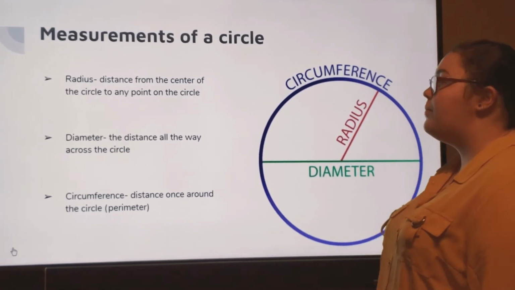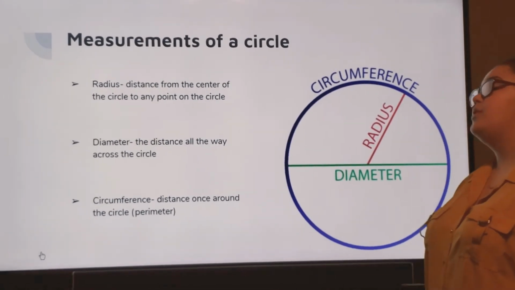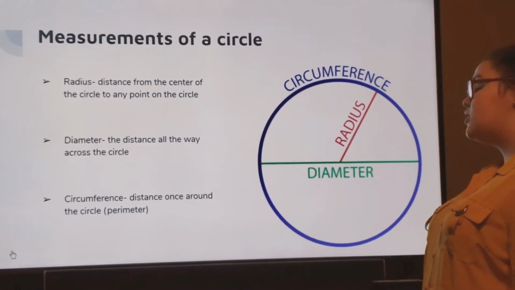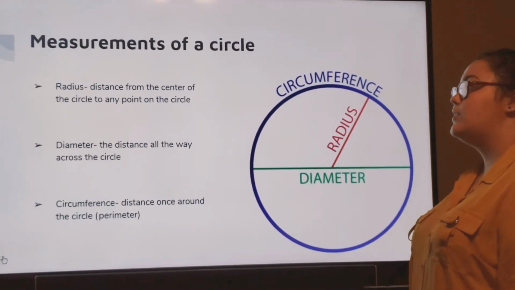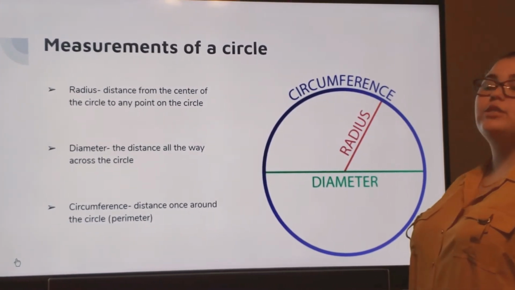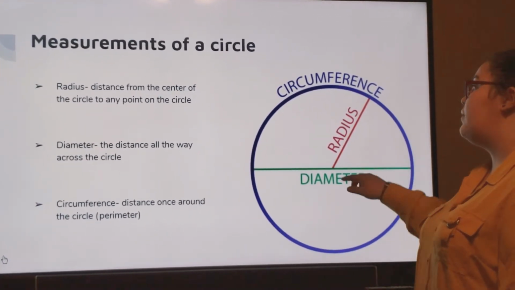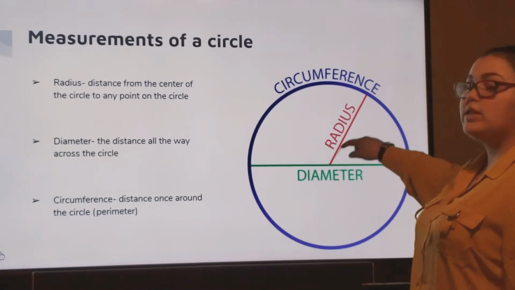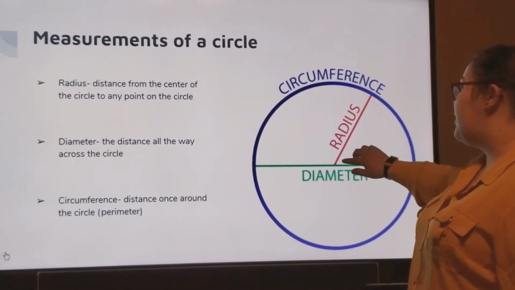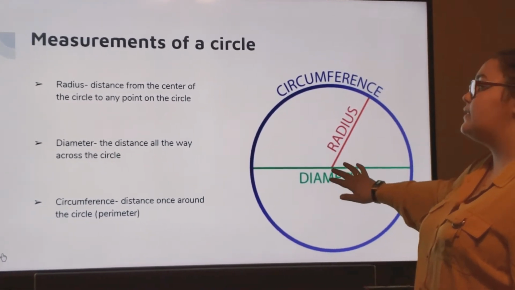The next point I want to make is measurements of a circle. They're pretty easy. There are 3 main ones. There are quite a few others, but these are the ones we're going to discuss today. We have radius, diameter, and circumference. Radius is the distance from the center of the circle to any point on the circle. So those lines that I was drawing earlier that are equidistant, they are the radius.